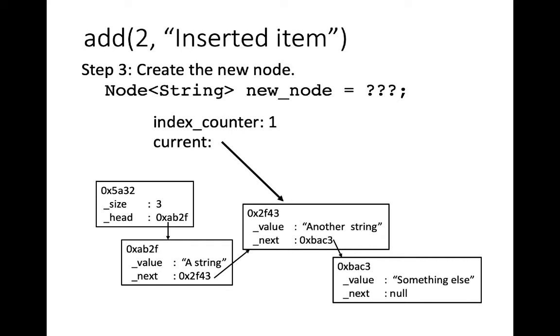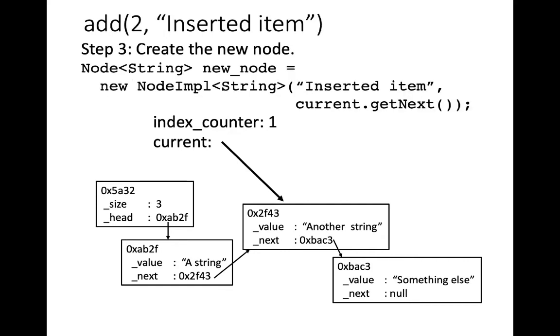Yep. New node impl. Good. And then element current dot get next. Good, exactly right, right? We're trying to create a new node structure, so that's a node impl, right? So it's a new node impl of, in this case, string, but again, you'll write it generically, right? And then that constructor, the node impl constructor, takes 2 arguments. The first argument is the value that's being stored at that node, right? In this case, it is our inserted item string, right? So inserted item. And the second thing is going to be a pointer to what you want that new node to point to as its next node.